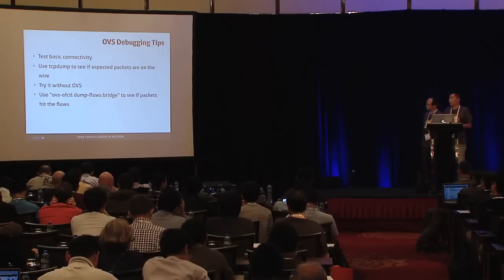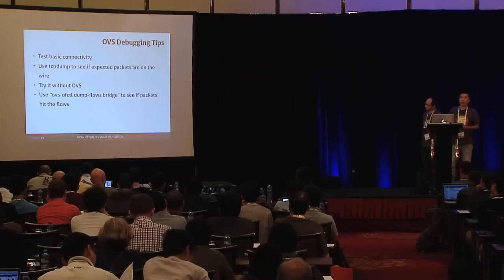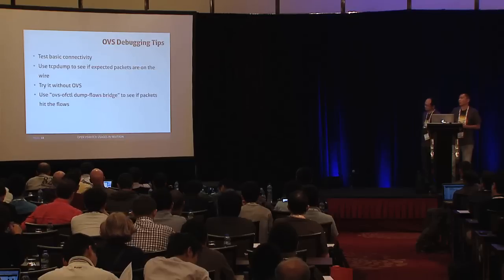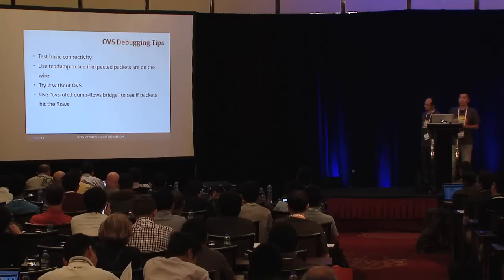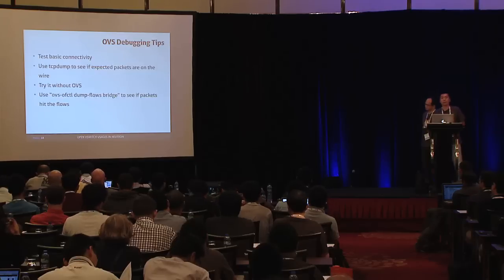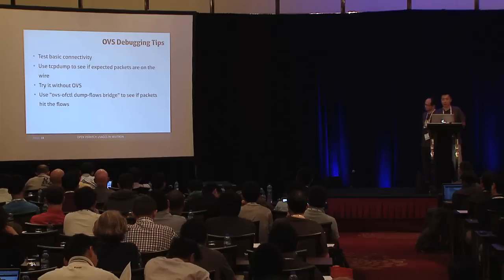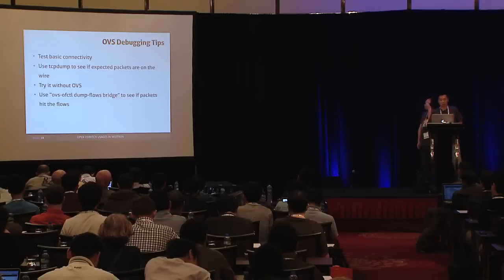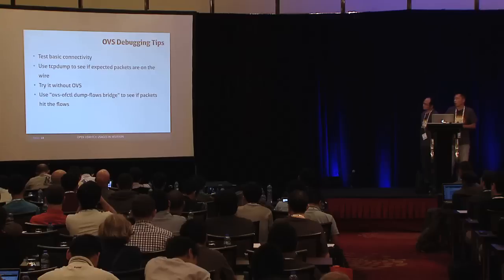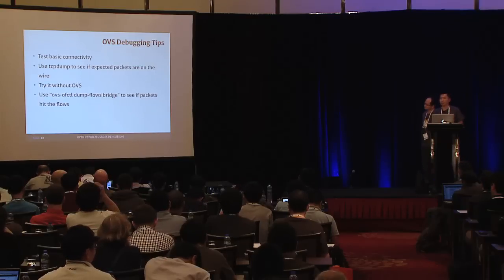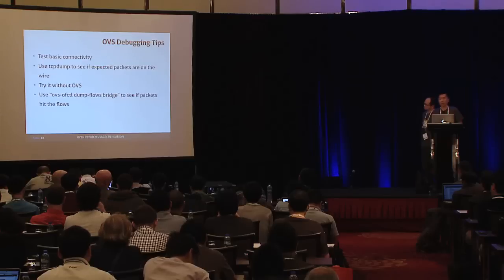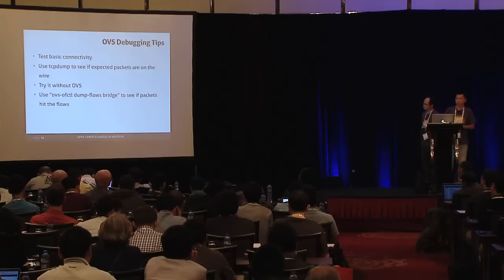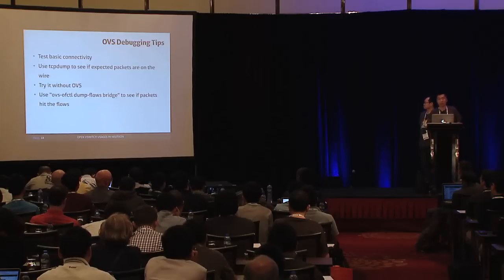tcpdump is very easy to use. Another method is to just use the Linux bridge without OpenvSwitch. But mostly we have OpenFlow set up on the OpenvSwitch, so the packets may not hit the flow. We can use some OpenvSwitch toolkit to debug this problem, like ovs-ofctl, ovs-appctl, and ovs-dpctl. These tools are very amazing, and you just need them to address your network issues.